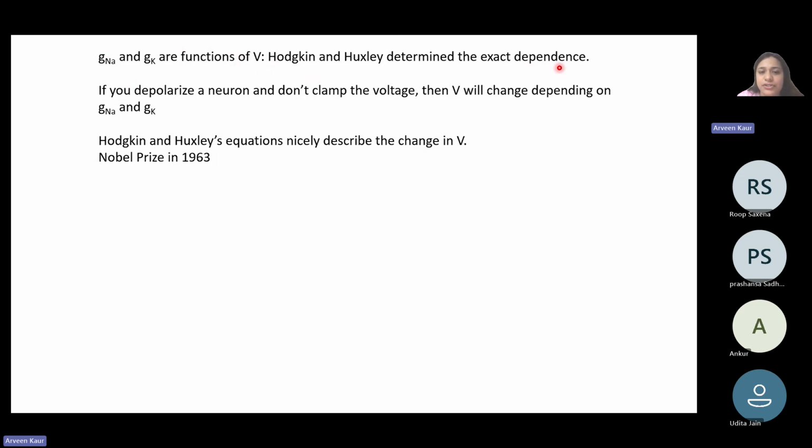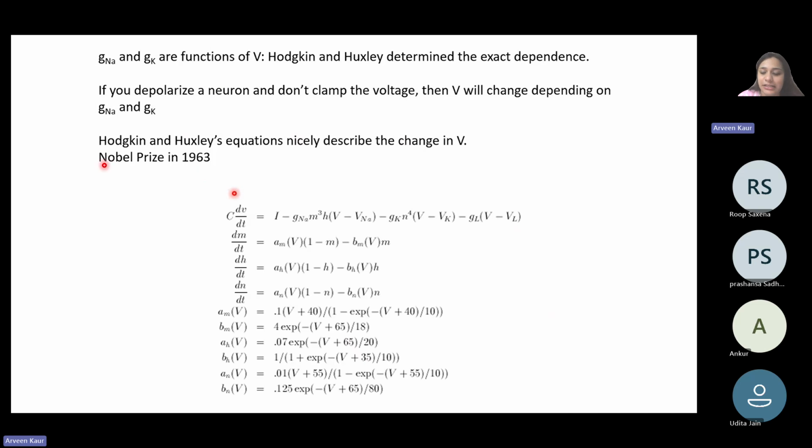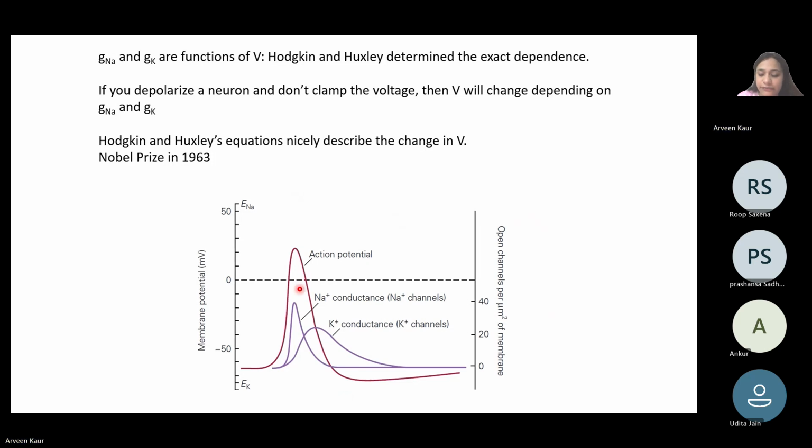Hodgkin and Huxley determined the exact dependence of this. If you depolarize a neuron and don't clamp the voltage, then V will change depending on the conductance of sodium, g_Na, and the conductance of potassium. And for this set of experiments, they also received the Nobel Prize in 1963, right? So a good set of studies they had done. This is the derivation for that, if you wish to look at it, right?